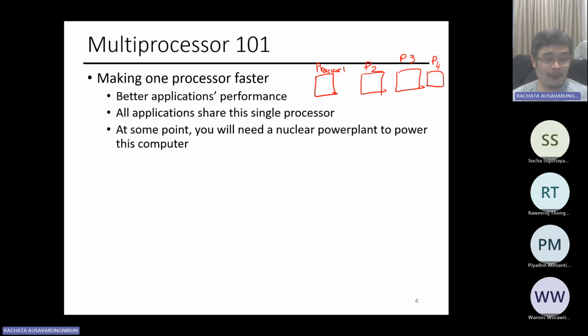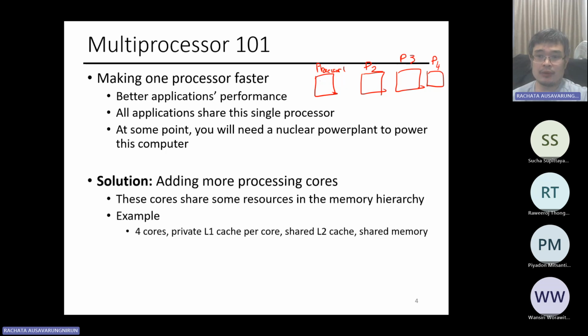So if you have a 4-core CPU, I would just run each program on each of these cores, and this would totally work, right? So you basically get better system throughput. You get, if you will, an overall better experience when running every single application because they have more processing cores, right? In this case, each core might have some private resources like a private L1 cache and a shared L2 cache, and usually shared memory, right?